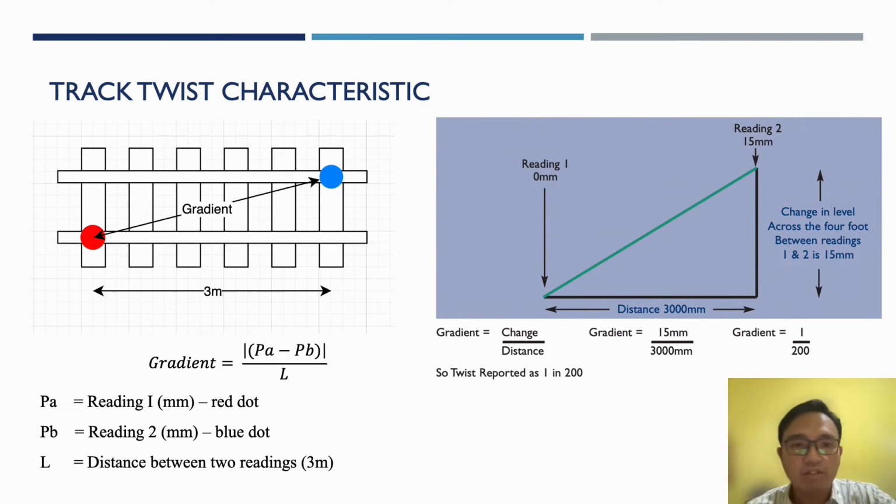For example, if reading 1 results in 0 millimeters and reading 2 is 15 millimeters, we can calculate gradient equals change divided by distance. So in this case, gradient equals 15 millimeters divided by 3000 millimeters or 3 meters. So gradient is 1 divided by 200. So twist is reported as 1 in 200.